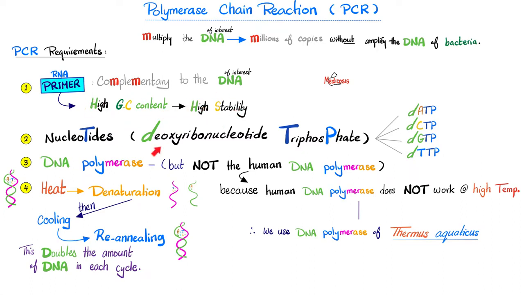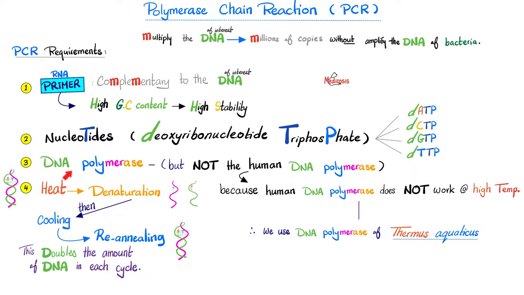Next, nucleotide, i.e. deoxyribonucleotide triphosphate, such as dATP, deoxyadenosine triphosphate, and dCTP, dGTP, dTTP, etc. We need DNA polymerase from humans, right? Shut up. The human DNA polymerase cannot work.